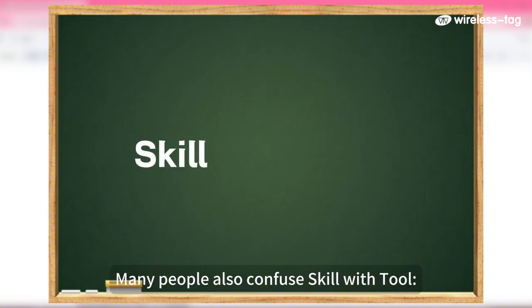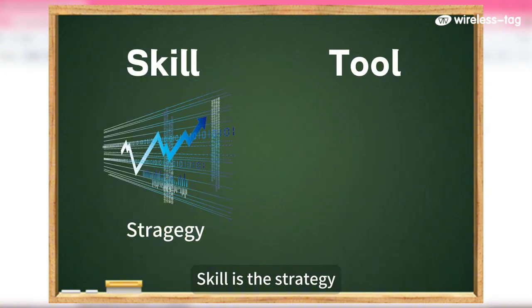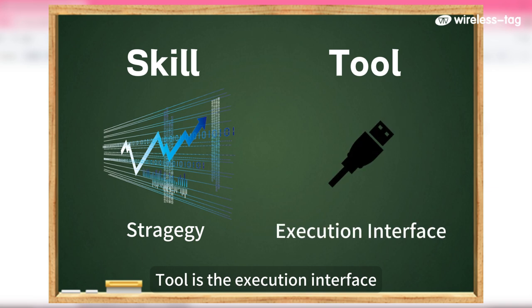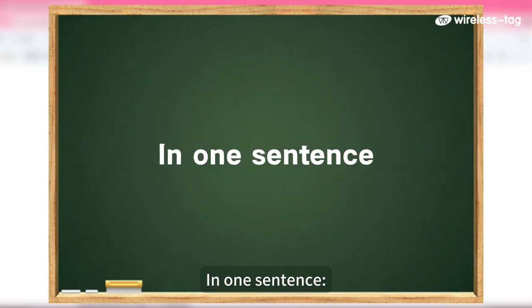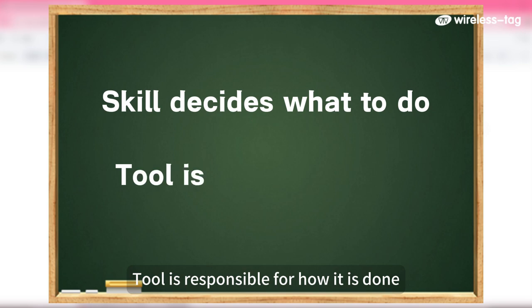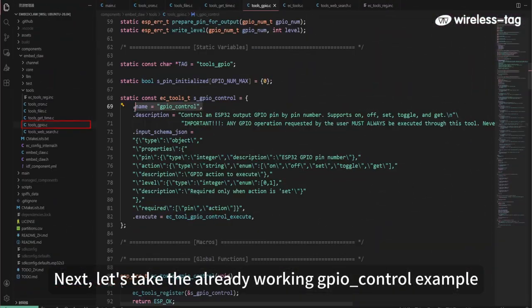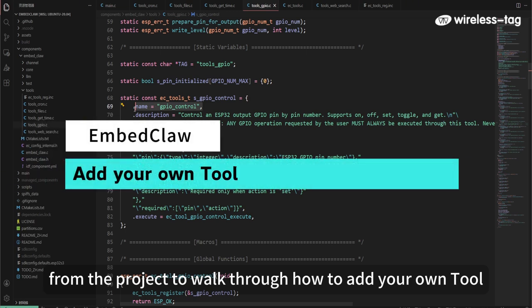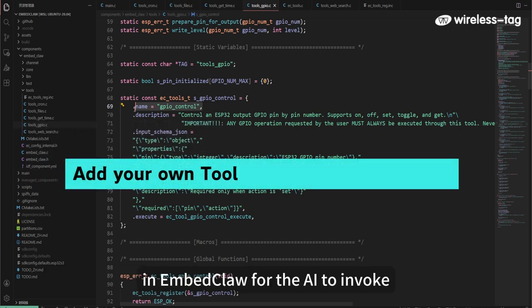Many people also confuse skill with tool. Skill is the strategy. Tool is the execution interface. In one sentence, skill decides what to do. Tool is responsible for how it is done. Next, let's take the already working GPIO control example from the project to walk through how to add your own tool in EmbedClaw for the AI to invoke.